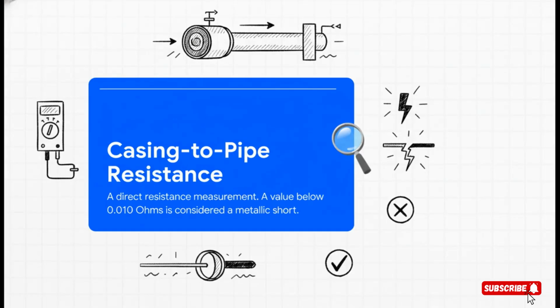But really, the most definitive test of all just gives you a hard number. You can directly measure the electrical resistance between the casing and the pipe. And unlike potential readings, which can sometimes be open to interpretation, this is just simple math. The industry standard is right here. If you measure a resistance value below 0.010 ohms, you have a confirmed metallic short. It's a clear pass-fail. There's no gray area.